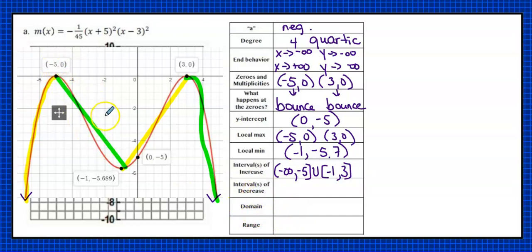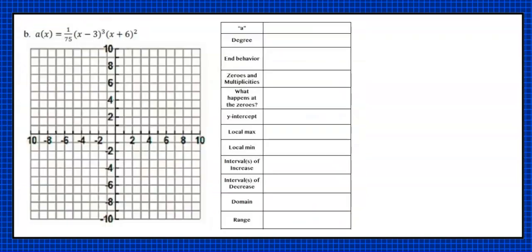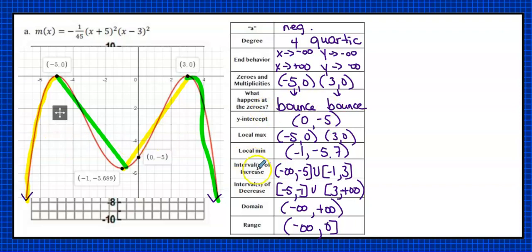Okay, intervals of decrease, negative 5 to negative 1, and 3 to infinity. Whoops, yeah, positive infinity because it's x values. Okay. Domain. The domain is all real numbers. It goes forever to the left and forever to the right. And the range, it starts at negative infinity. Always start at the bottom. Starts at negative infinity, and it goes up to y equals 0. So I feel like number 5 is really easy, and you can use this as a guide to do any of the other ones on number 5.